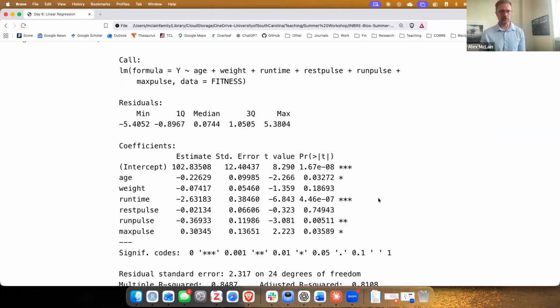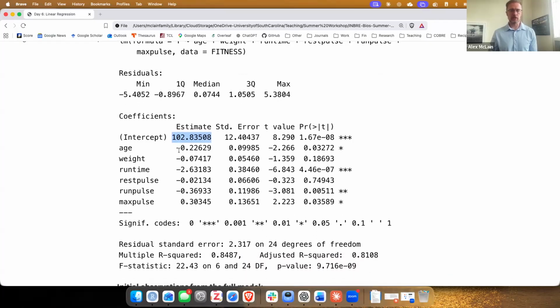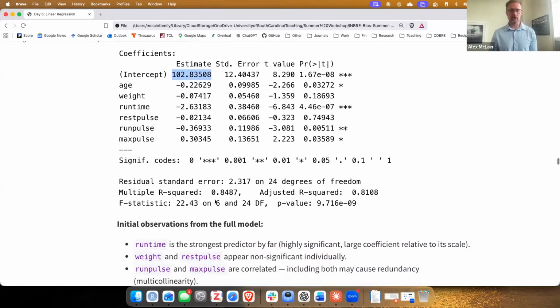So we have our coefficients, our intercept here. This is going to be the predicted value when all these x variables are equal to 0. It's not going to be meaningful here because that would be an age of 0 and a weight of 0. But here we have all of our regression coefficients.